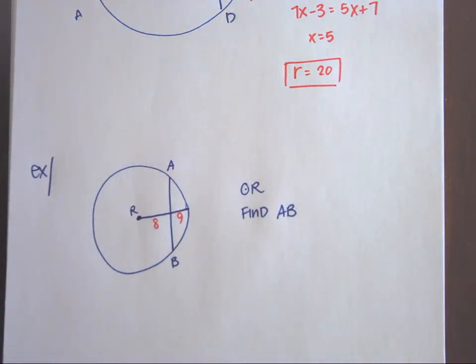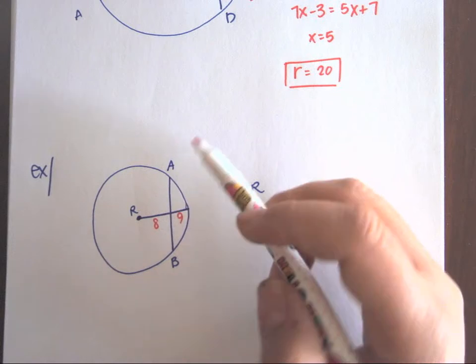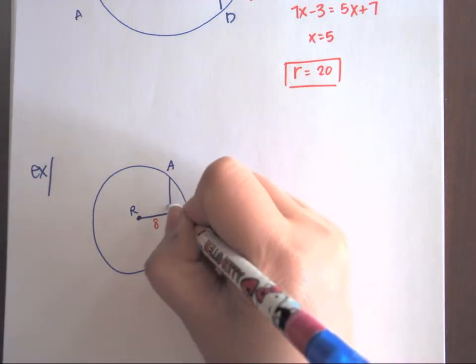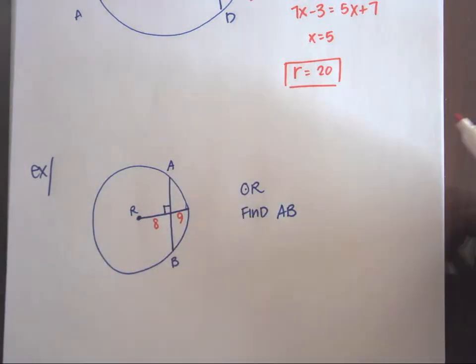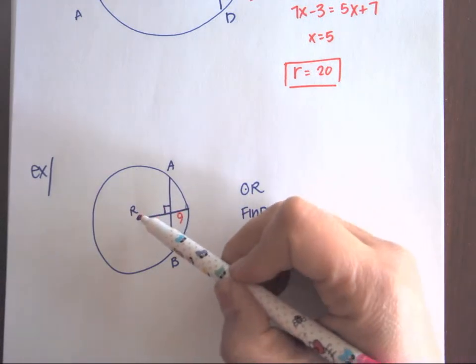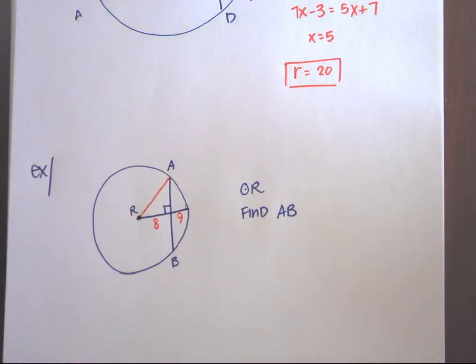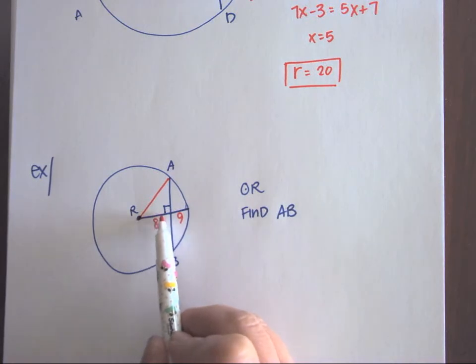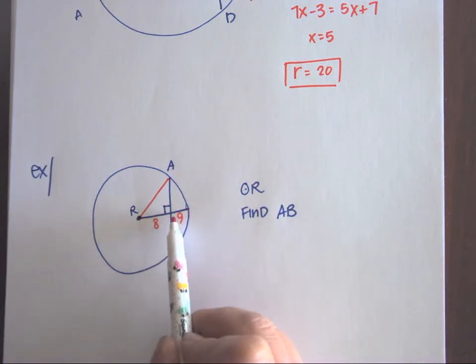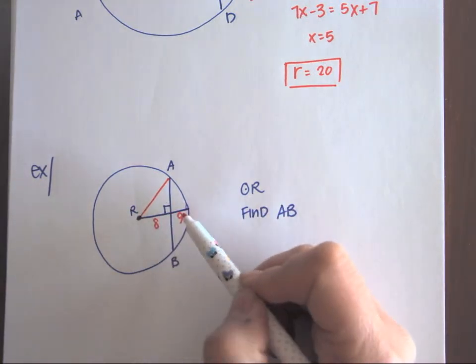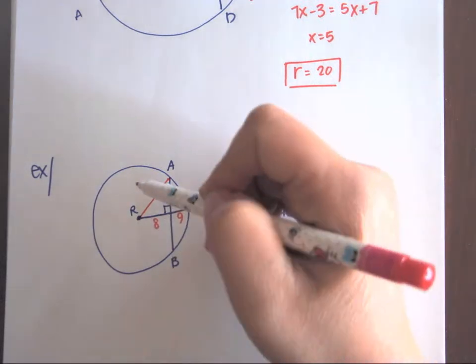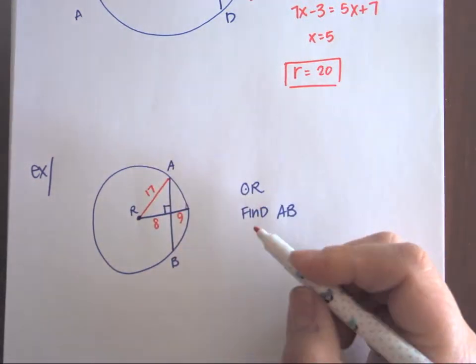So once again, we're going to draw in the radius. Oh, I should have told you that this is a right angle. Sorry. So that's a right angle. The radius should be drawn to the endpoint of the chord to create that right triangle. We don't know the radius, but we do know this radius is 17. I mean, this segment is a radius, so that makes this segment also 17.